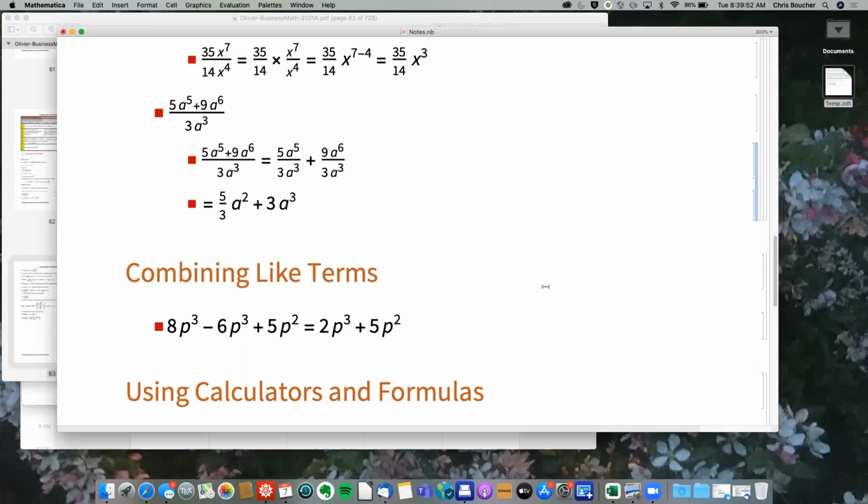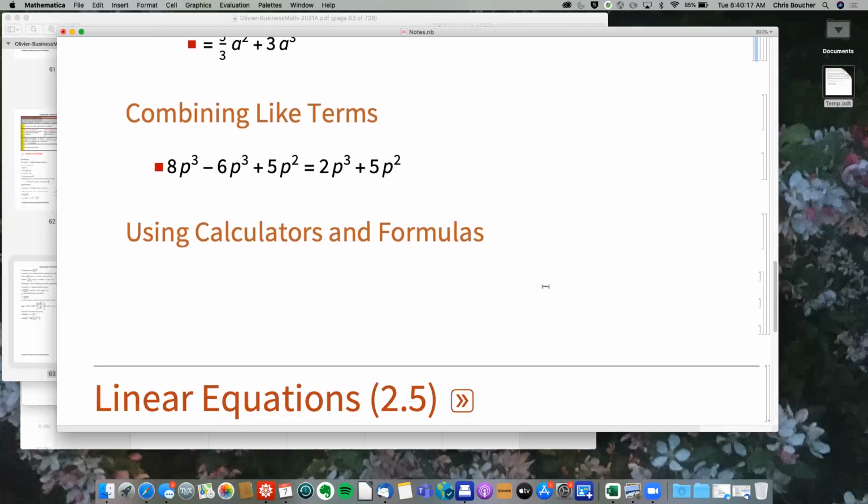Here's another example on the screen, right? In this string here, these 2 terms are like, same variable, same exponent. This one is not, the p squared. So I can combine the first 2, and 8 minus 6 is 2. And that's where the 2p cubed comes from here. Questions so far?